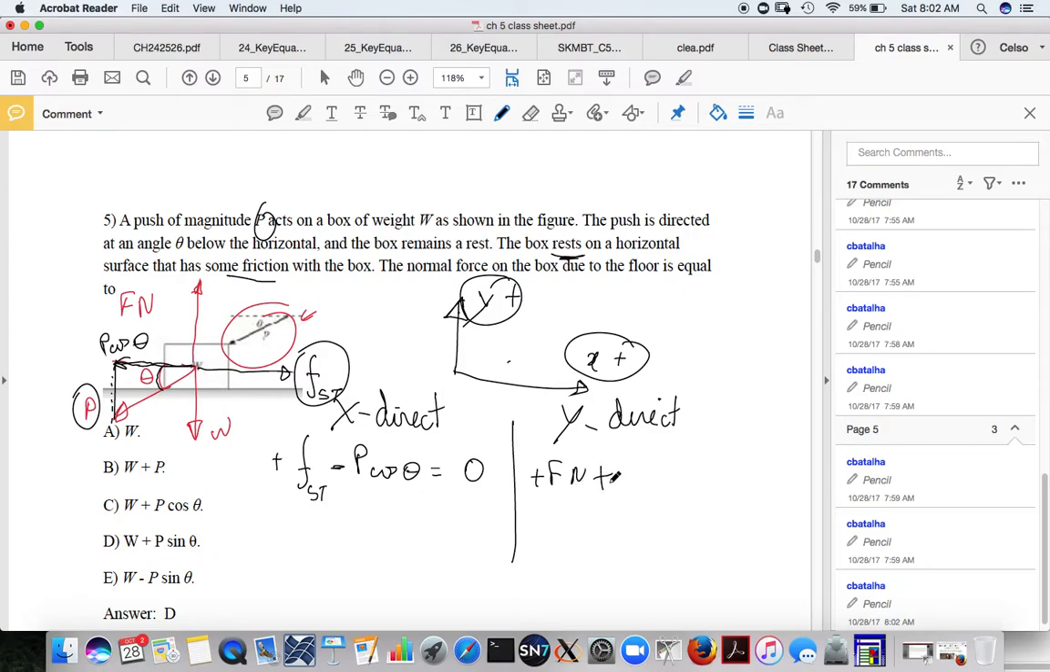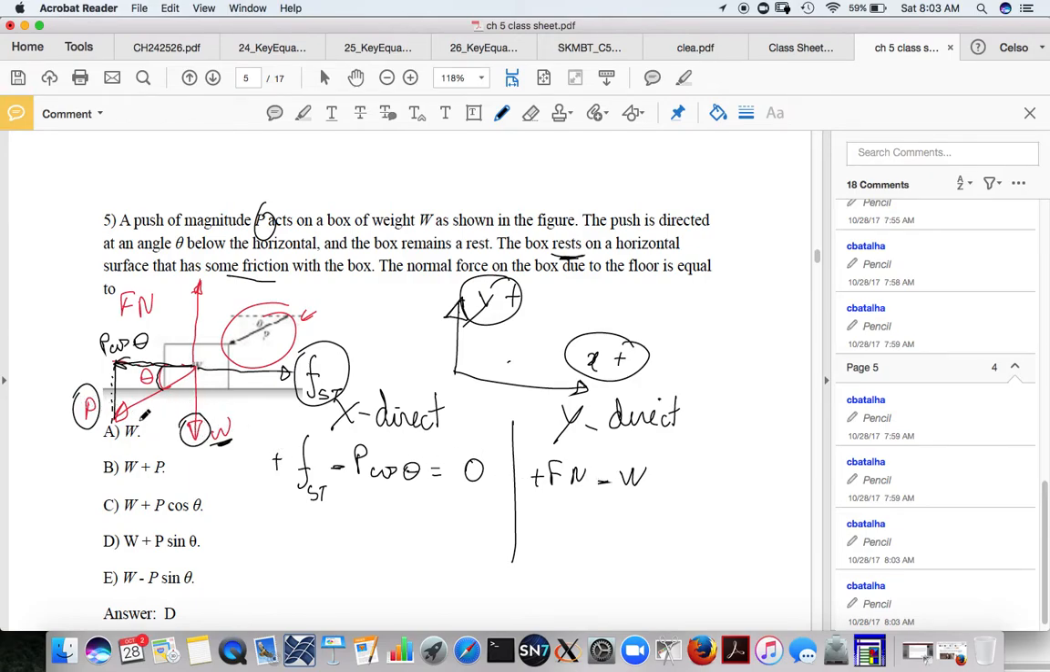So we have weight. Oops, sorry. Sorry, where's my eraser? No, this is not the eraser. There you go. That's my eraser.